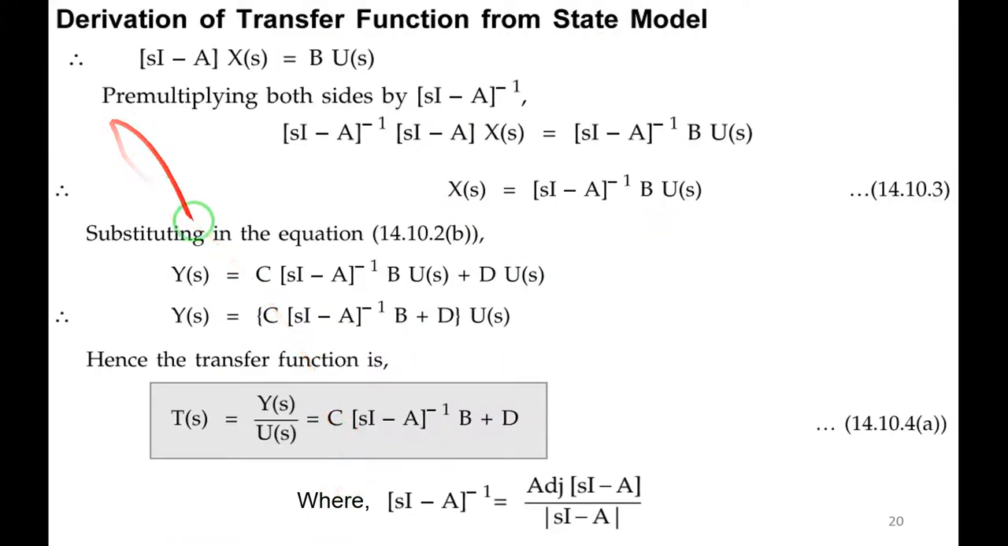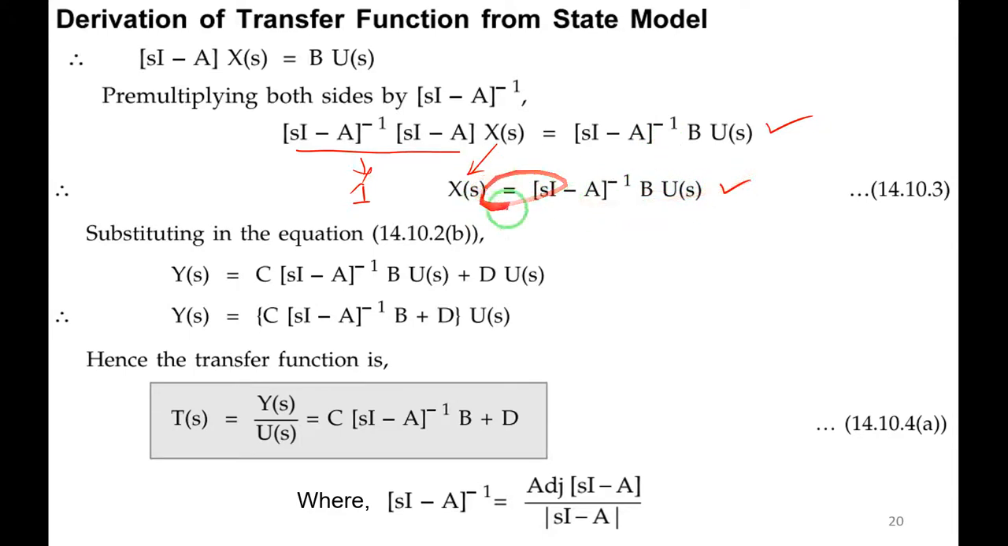Same equation has been written here: (sI minus A) into X of s equals B into U of s. Then multiply both sides by (sI minus A) whole inverse. So (sI minus A) whole inverse into B into U of s. Then A into A inverse is 1, so this will become 1, and I am left with only X of s. (sI minus A) whole inverse into (sI minus A) is 1. X of s is equal to (sI minus A) whole inverse into B into U of s.